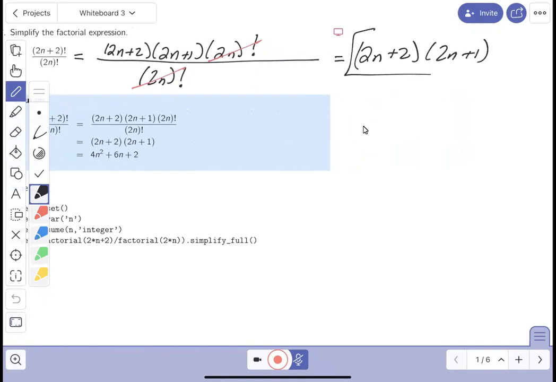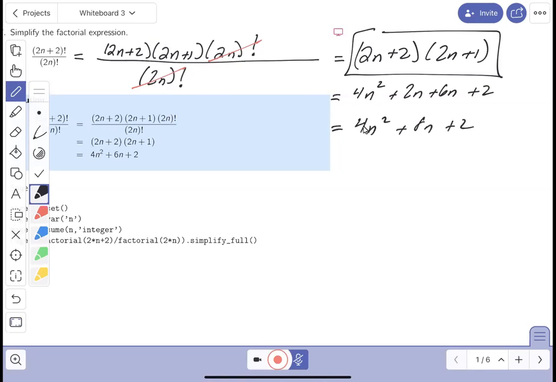That's a fine answer. However, I do want to expand it. The reason for that is most people would expand that. Let's write that down. What do you get over there? 4n squared plus 2n plus 6n plus 2, which gives me 4n squared plus 8n plus 2. Ooh, I think I made a mistake somewhere. Oh, I did. Now I see it.